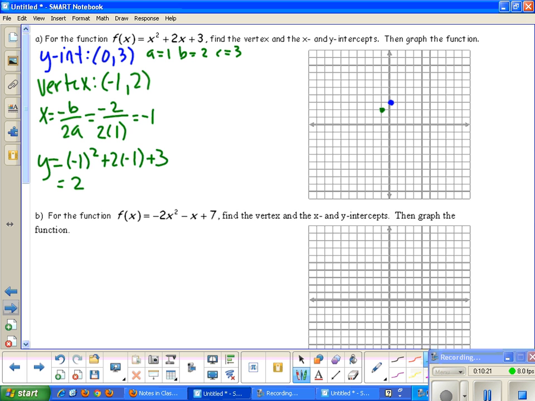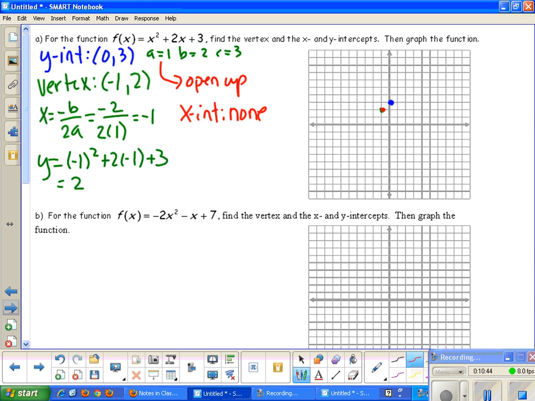And then I have to find my x-intercepts. But if I look at this graph, if I look at my a value, I notice that it's positive. So my graph is going to open up. If my vertex is right here and my graph opens up, then will it ever cross my x-axis? No. So I already know without even solving that I'm not going to have any x-intercepts.